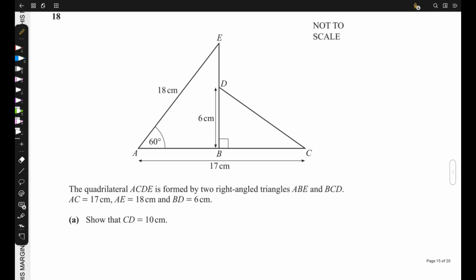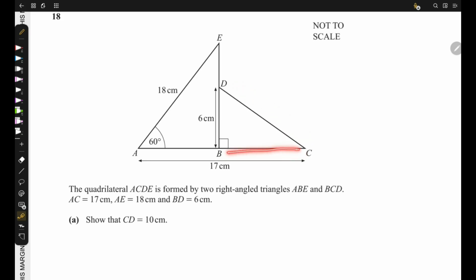Now question number 18, we have a quadrilateral ACDE formed by two right angle triangles ABE and BCD. AC is equal to 17, AE is equal to 18, and BD is equal to 6 centimeters. Show that CD is equal to 10 centimeters. We have to show that this side should be 10 centimeters. So in this triangle, we only know one side. If we can find out this side as well, we can easily find out CD by using the Pythagoras theorem.